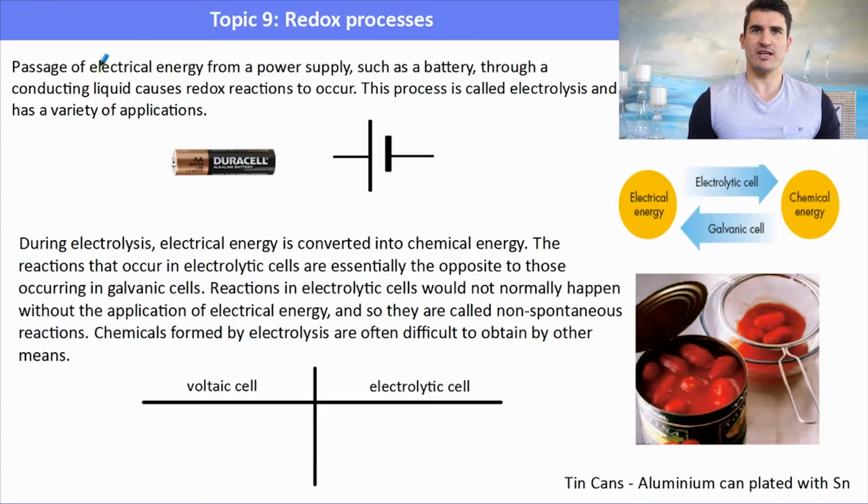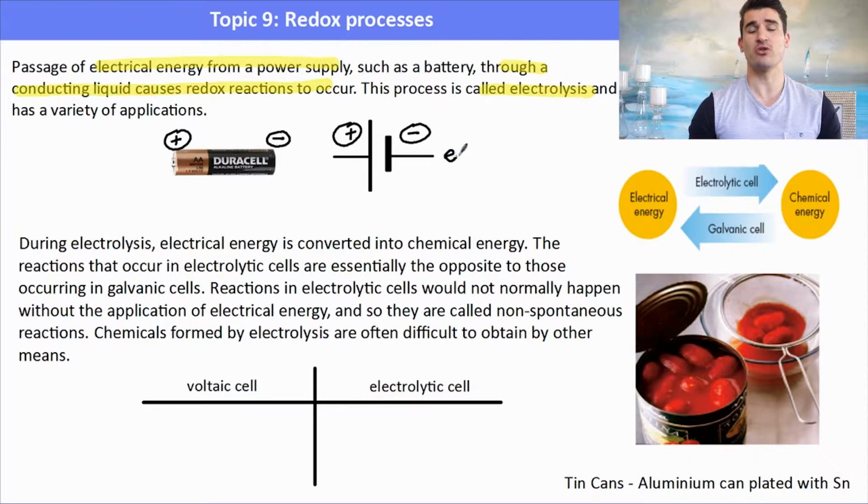So, the passage of electrical energy from a power supply, such as a battery, through a conducting liquid is known as an electrolysis process. And they have a variety of applications. Now, a battery has a negative terminal and a positive terminal. And if we pass electricity through, we also need to identify the negative and the positive. Now, the negative in a cell diagram is the short little fat one. And electrons originate from the negative terminal. They're pushed out of the negative and drawn back into the positive.